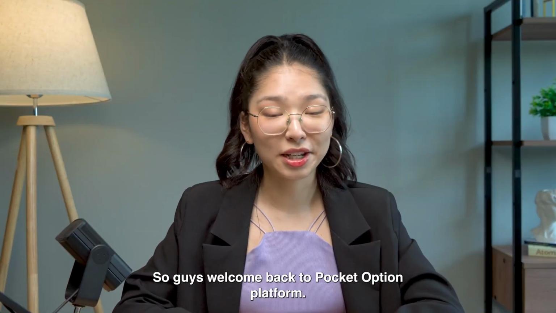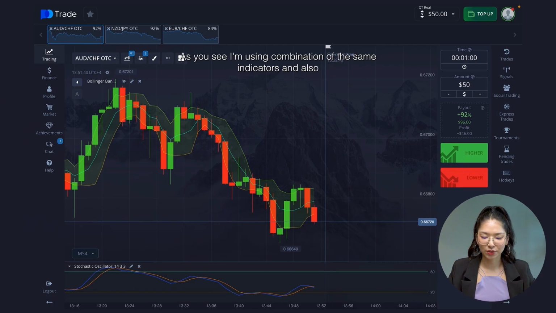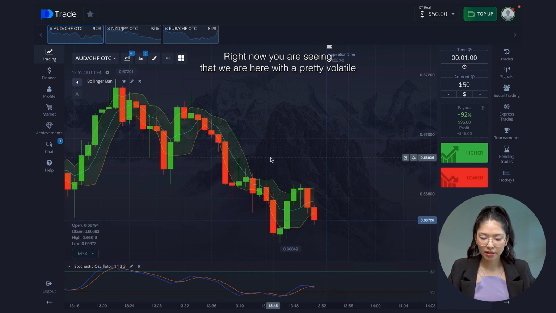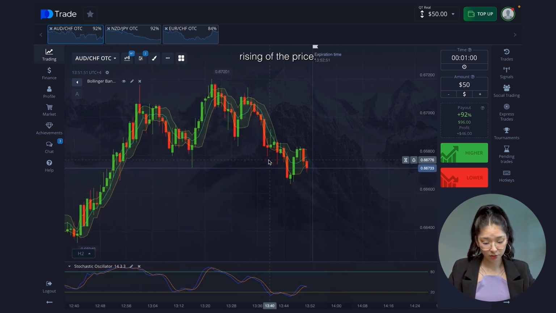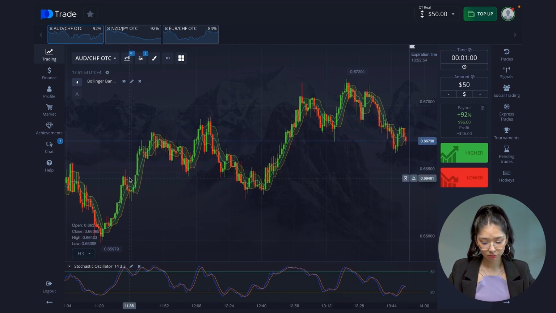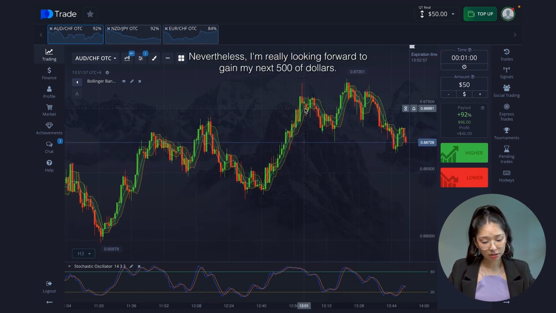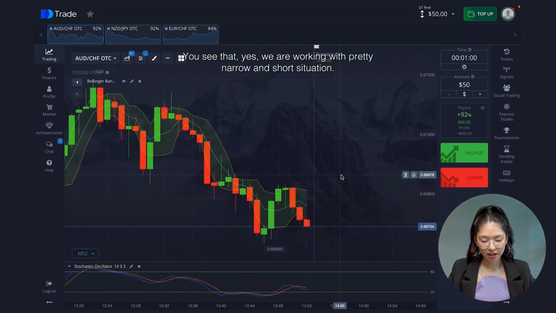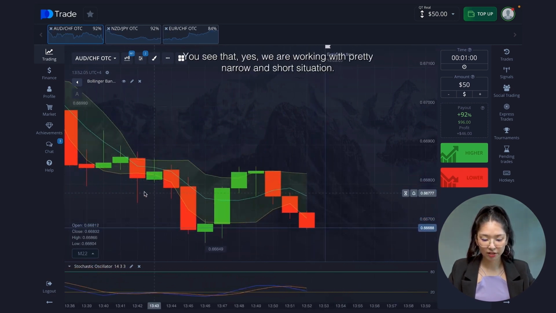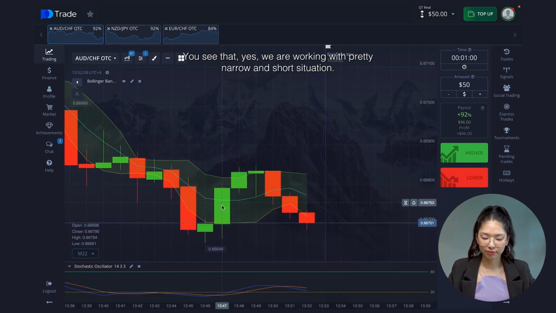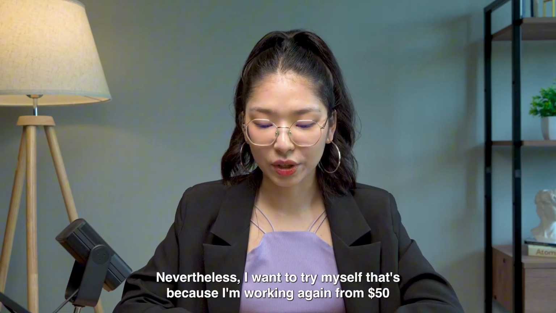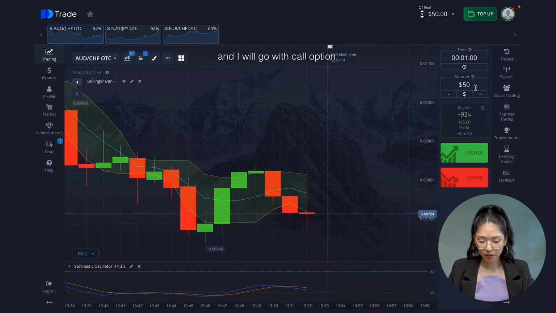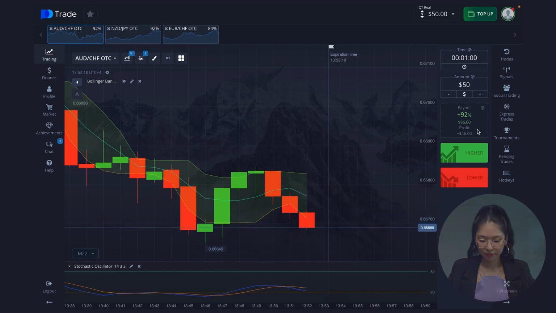And guys, welcome back to the Pocket Option platform. As you see, I'm using a combination of the same indicators, and also I'm working with the same currency pairs, right? And right now you're seeing that we're here with a pretty volatile rising of the price. Yeah. Nevertheless, I'm really looking forward to getting my next $500. So you see that, yeah, we're working with a pretty narrow and short situation. Nevertheless, I want to try myself. That's because I'm working again from $50. And I'll go with a call option.